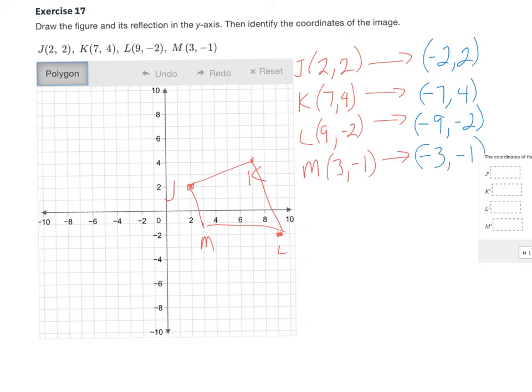Now let's graph that. So I've got -2, +2. That's going to be J prime. -7, +4. -7, +4 is K prime. -9, -2. That one is going to be L prime. -3, -1. That is M prime. Alright.